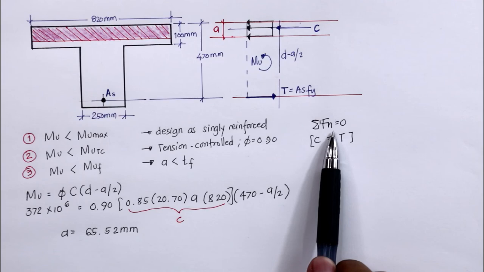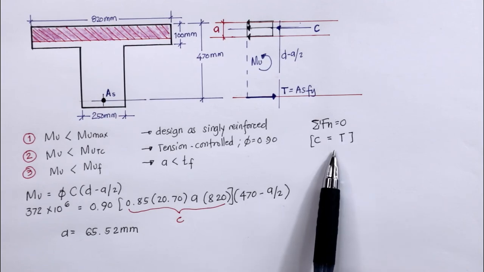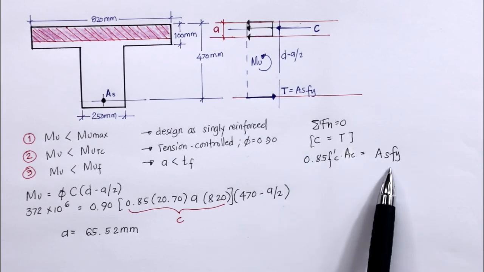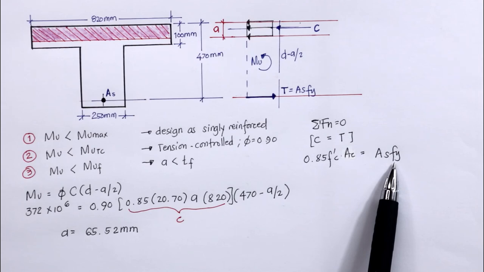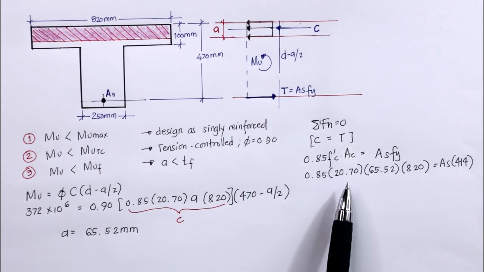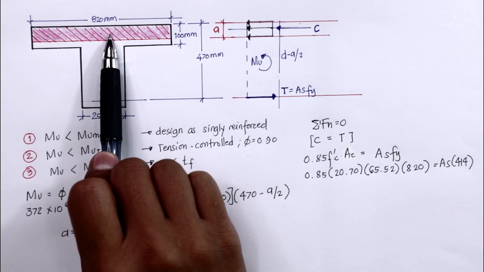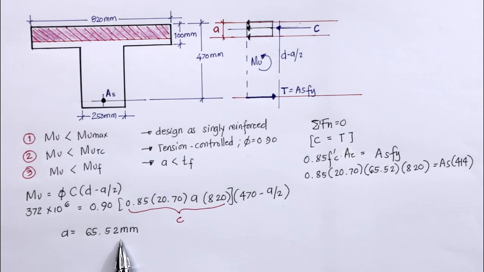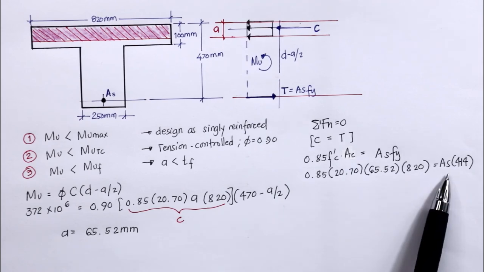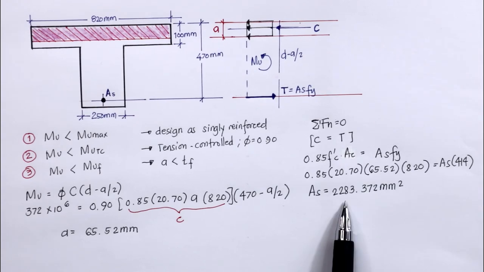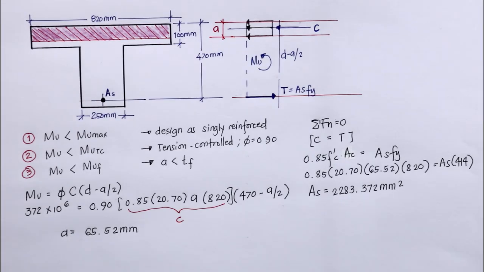By applying summation forces horizontal is equal to 0, C is equal to T. C is equal to 0.85 f'c area ng concrete, then T is equal to AsFy. Since under tension control, kaya yielded na yung bakal. 0.85 f'c 20.70. The value of area of concrete is equal to 820 multiplied by a. At ang value ng a is 65.52 millimeter equal to As unknown multiplied by fy 414 megapascal. At ang value ng As is 2,283.372 millimeter squared. Pero kailangan muna natin i-check yung value ng As sa As minimum.